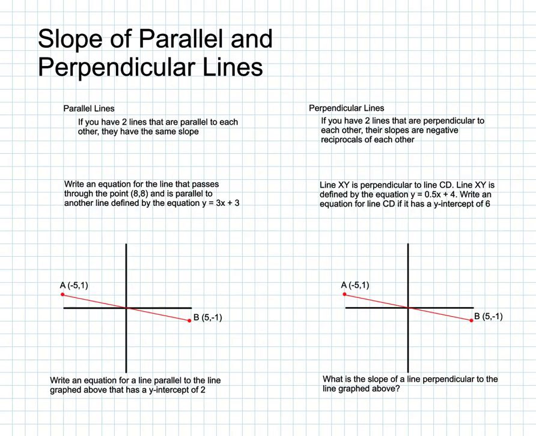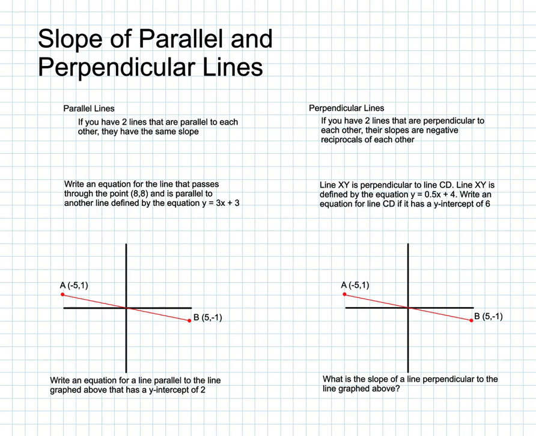In this video, I want to review the slope of parallel and perpendicular lines. If you have two lines that are parallel to each other, they have the same slope. If you have two lines that are perpendicular to each other, that is, they intersect at a 90-degree angle, then their slopes are negative reciprocals of each other. Let's do a couple of problems.